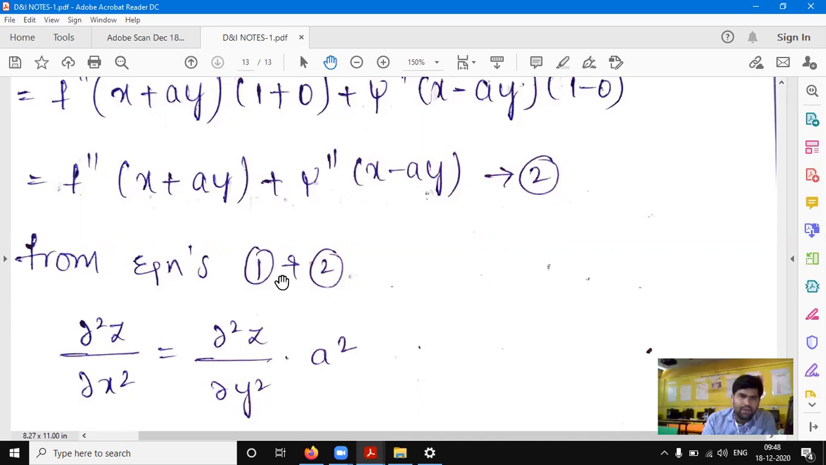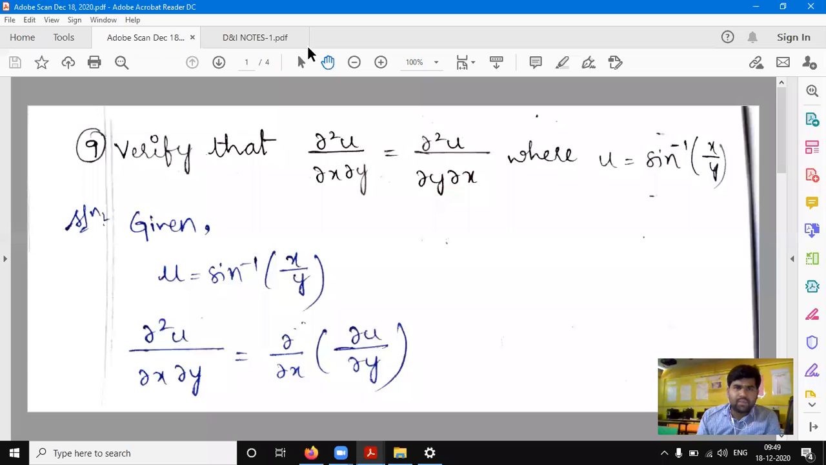Therefore, from equation number 1 and 2, ∂²z/∂x² is equal to ∂²z/∂y² into a², that is ∂²z/∂x² = a² ∂²z/∂y². It is a very important problem. So this is our problem. Right, next problem.